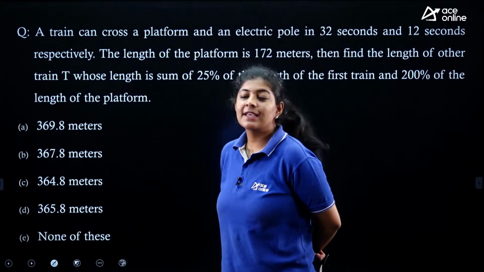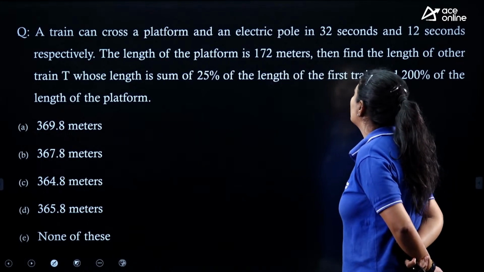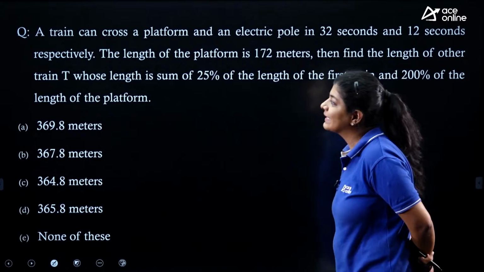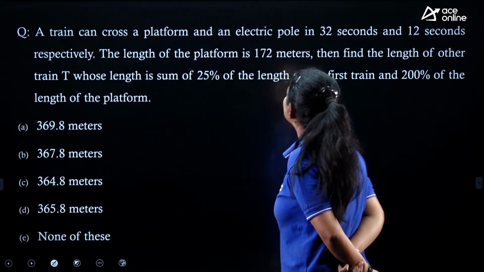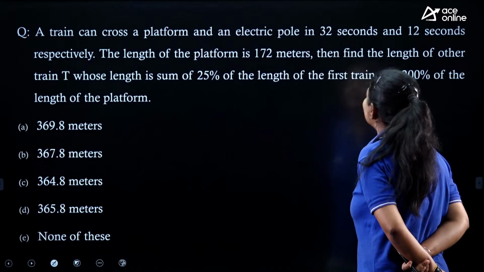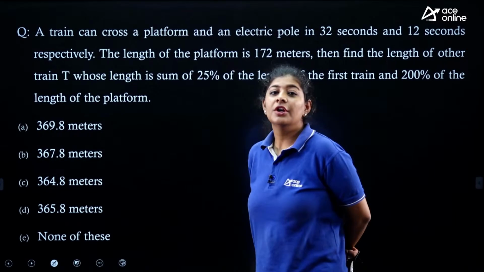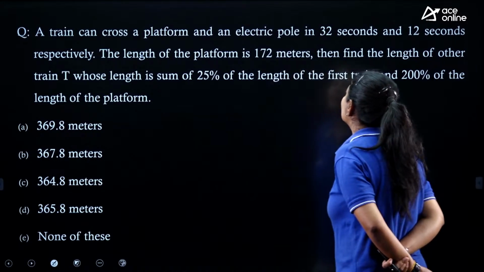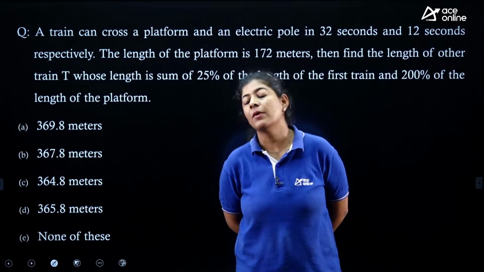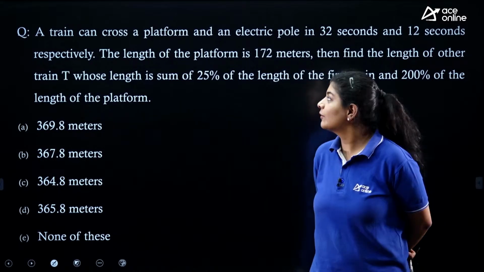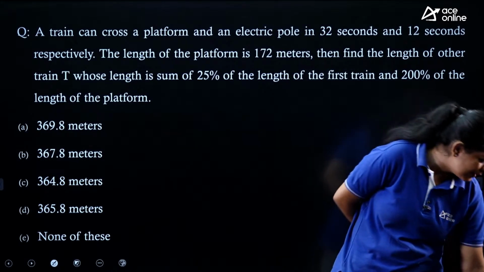The next question says that a train can cross a platform and an electric pole in 32 seconds and 12 seconds respectively. The length of the platform is 172 meters. Then find the length of another train whose length is the sum of 25% of the length of the first train and 200% of the length of the platform. What we need to do is find out the length of the second train. How are we going to do that?